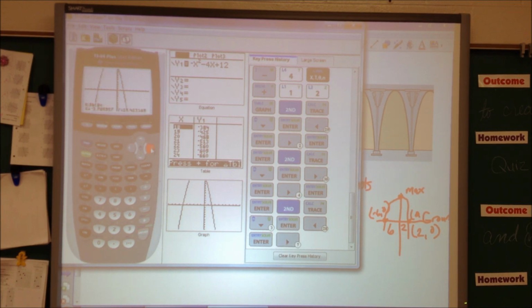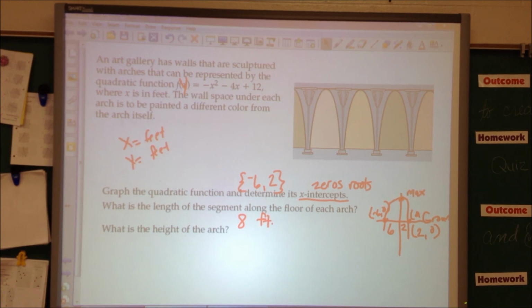And I'm going to go back up and over, 15, 15, 15, 15, 14, 12. So now I know I'm on the other side. Enter, enter, and it tells me here x is -1.9 repeating, so I'm just going to round that to -2. Y is 16. So I've got for my maximum -2, y is 16. Remember, the y is the height, so the height of the arch is 16 feet. And that's how we use quadratics and parabolas in real life.